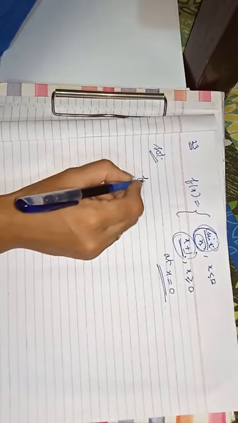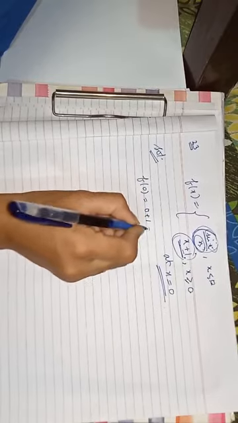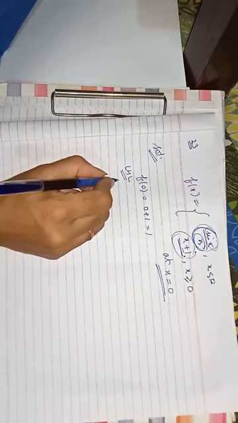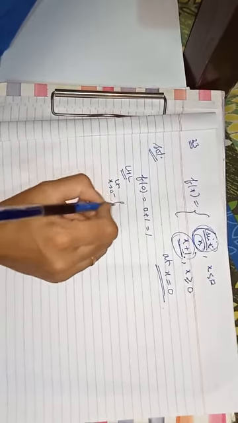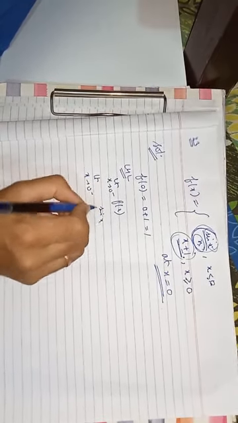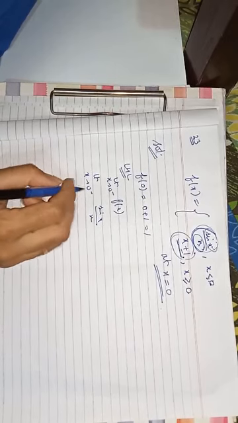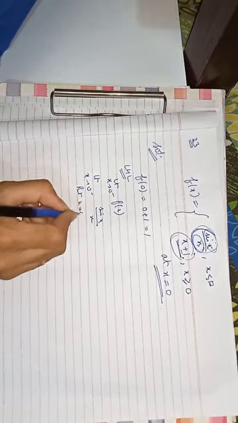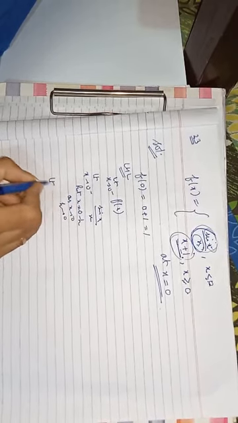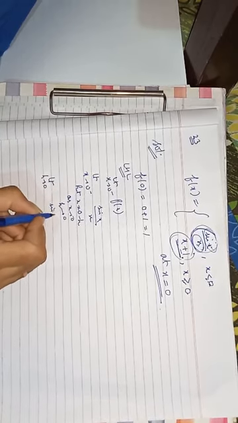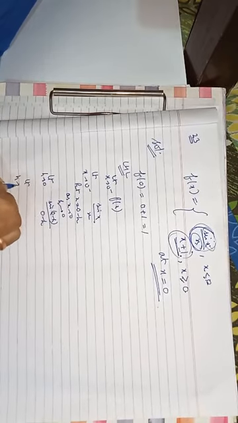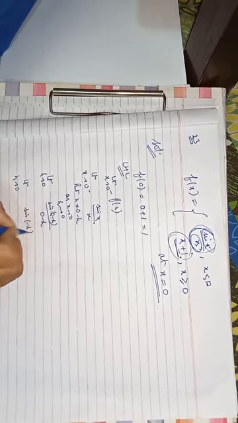Now first find the value of f at 0, which is 0 plus 1 equal to 1. Left hand limit: limit x tending to 0 negative f of x, limit x tending to 0 negative sin x over x. You can put x equal to 0 minus h. As x tends to 0, h will approach 0. So limit h approaches 0, sin of 0 minus h over 0 minus h, which is limit h tending to 0, sin of minus h over minus h.